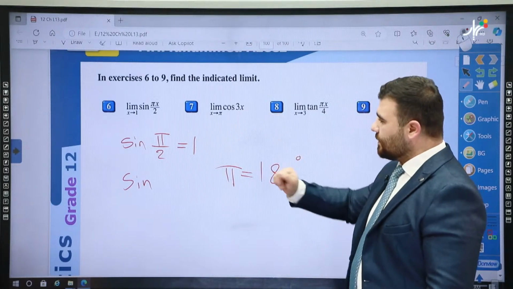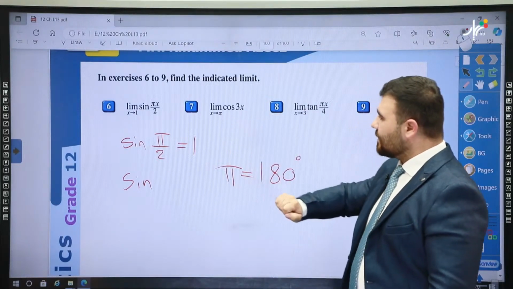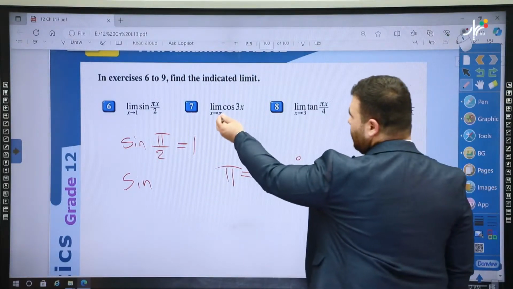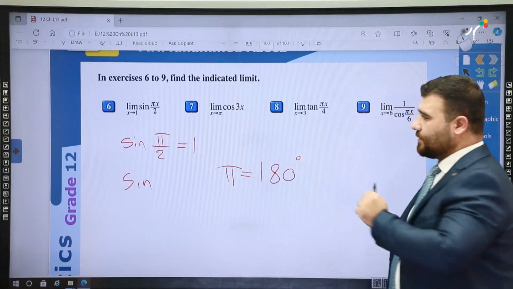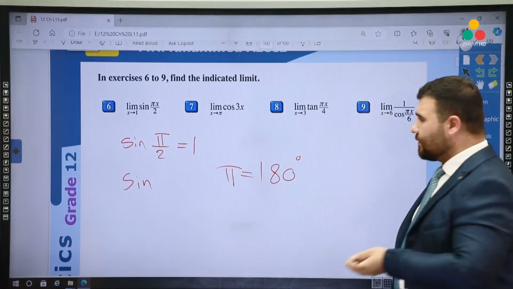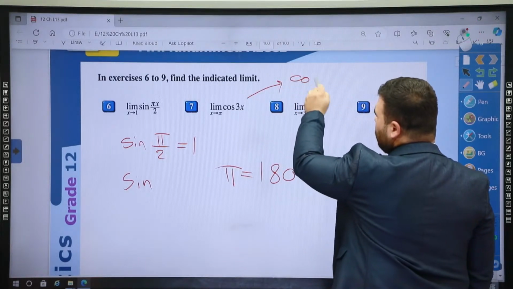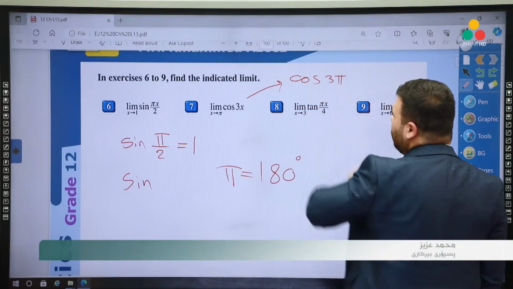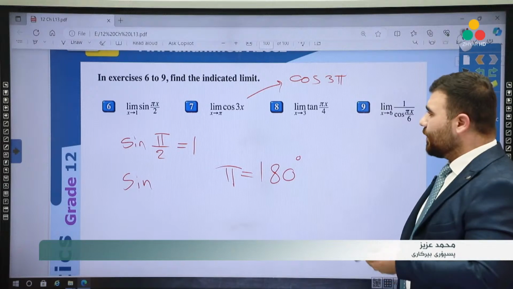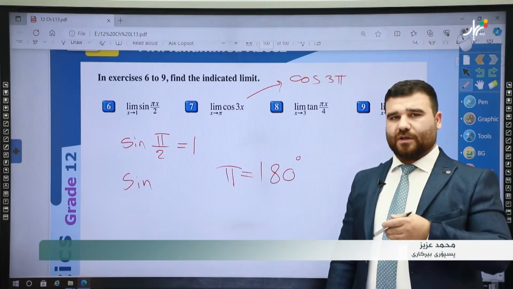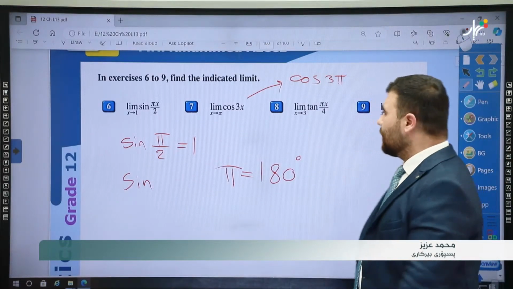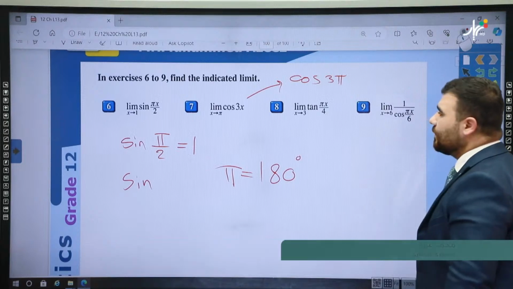Cosine 3x. What is x? X is pi. Then this, if I directly put pi in place of x, it will not be 0 over 0. Then direct substitution is okay. If you answer this one here, it will be cosine 3 pi. Then cosine 3 pi, we can do it by calculator. 3 times 180, cosine of that number gets it right.